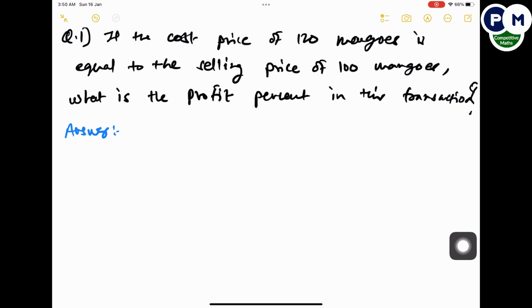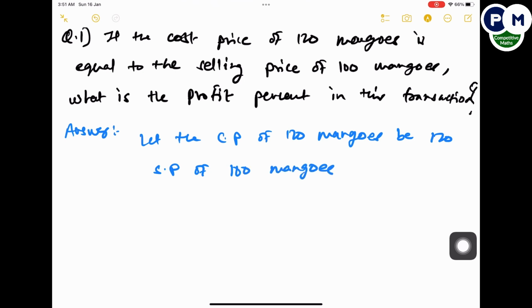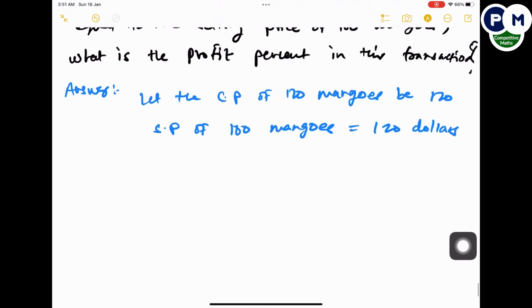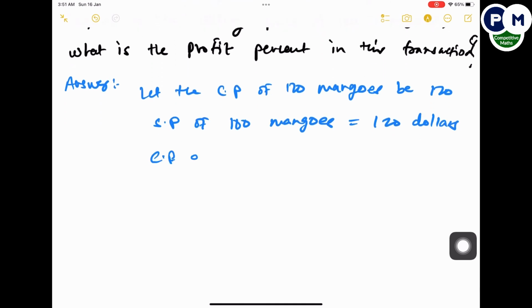If the cost price of 120 mangoes is equal to the selling price of 100 mangoes, what is the profit percent in this transaction? Here is the answer. Let the cost price of 120 mangoes be $120. As per question, selling price of 100 mangoes would be $120. Cost price of 100 mangoes would be equal to $100.